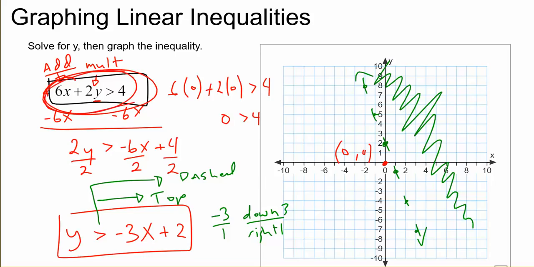So that's how we get around it. We make a test point if we're graphing from standard form. So if we're graphing from standard form, use a test point. If we put it in slope-intercept form, then we can use this, whether or not we're open to the y or not, to say whether or not we're shading on top or on bottom.